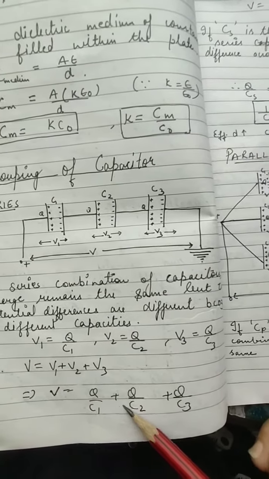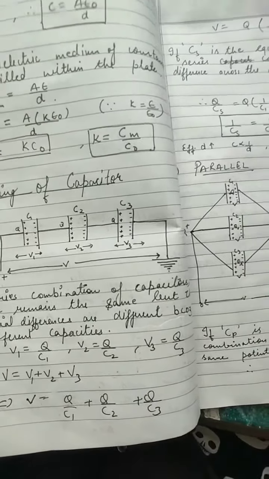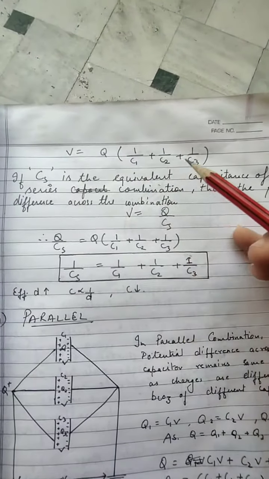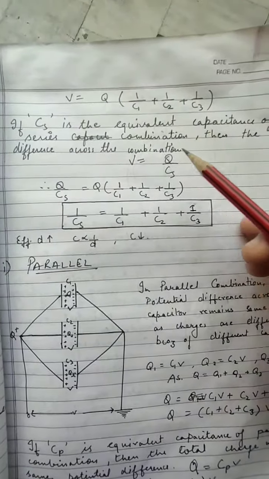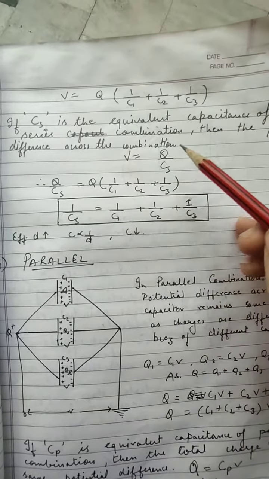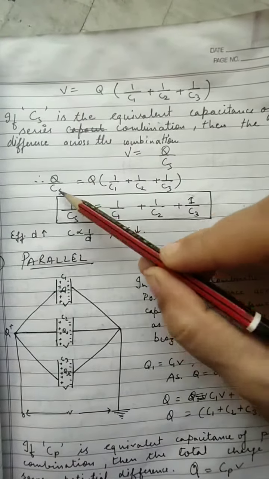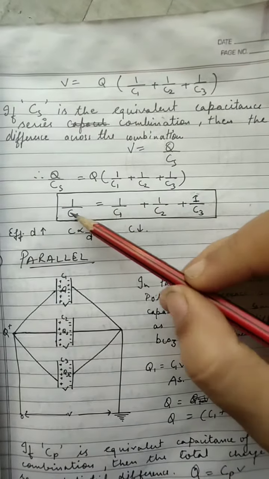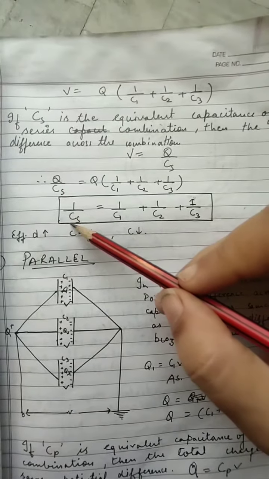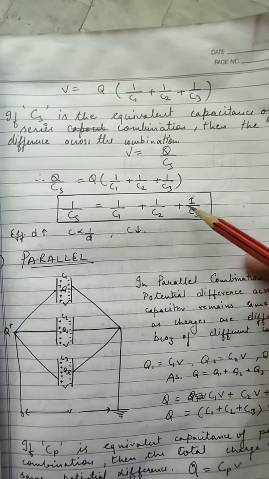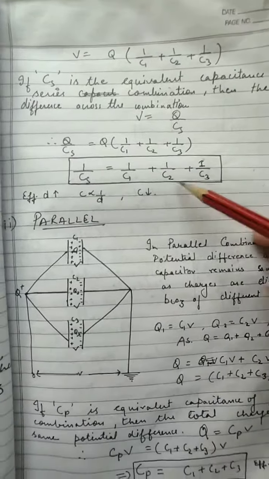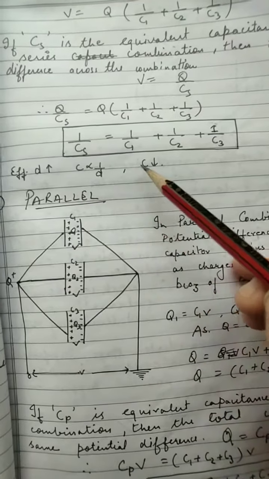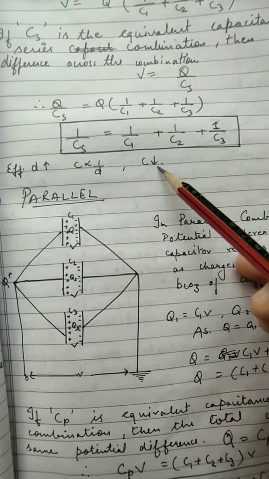V is equal to Q upon C1 plus Q upon C2 plus Q upon C3. We will take Q common: 1 upon C1 plus 1 upon C2 plus 1 upon C3. If Cs is the total capacitance, V is equal to Q upon Cs. Put the formula, Q upon Cs is equal to Q times the sum; Q will be common and cancelled out. So we get the relation 1 upon Cs is equal to 1 upon C1 plus 1 upon C2 plus 1 upon C3.